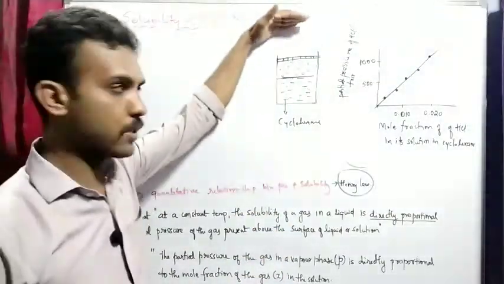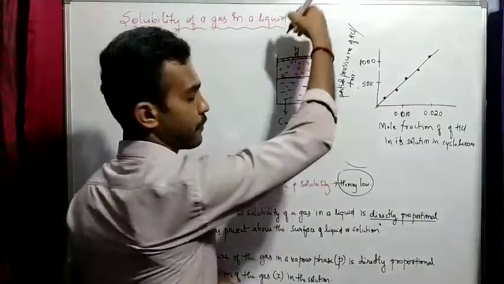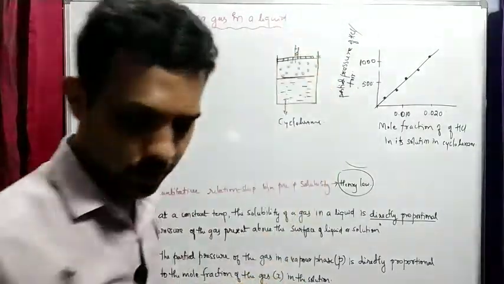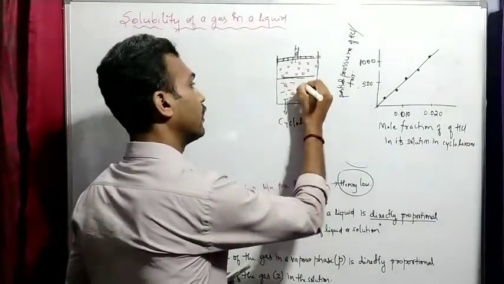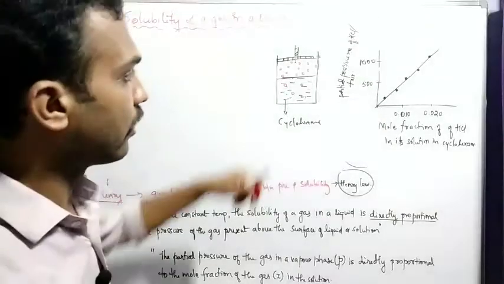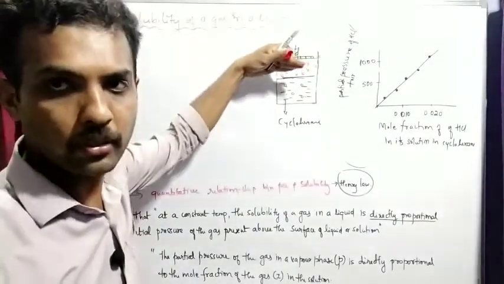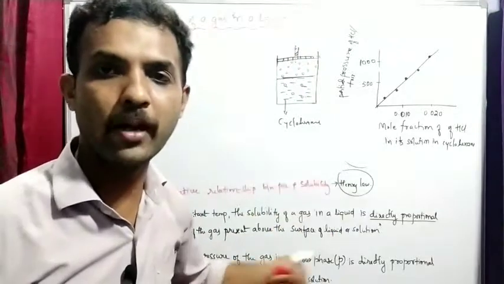So I will slowly increase the pressure, putting pressure externally. Then what happens? The gas particles get into the solvent. If I add more and more pressure, with the piston moving in the forward direction, the pressure of the gas becomes more and more.